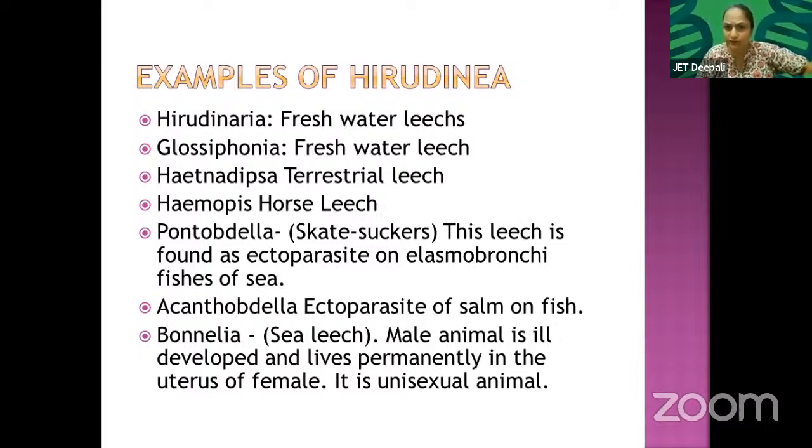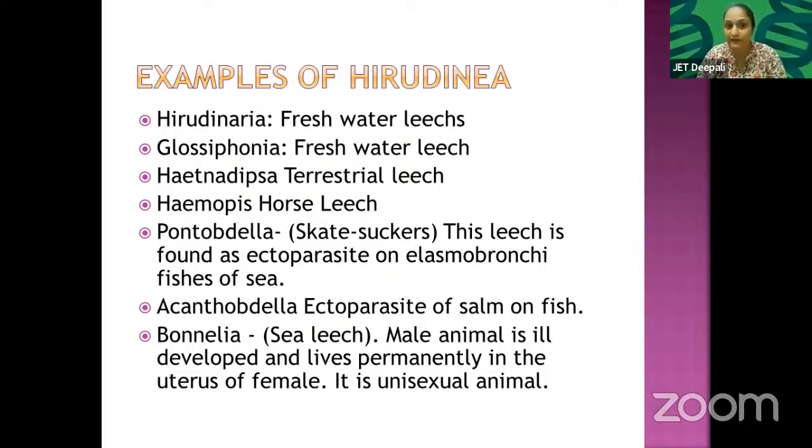Hirudinaria, freshwater leech. Glossiphonia, freshwater leech. Haemadipsa, terrestrial leech. Haemopis, horse leech. Pontobdella, skate sucker. This leech is found as an ectoparasite on elasmobranch fishes of the sea. Acanthobdella, ectoparasite on some fish. Bonellia, sea leech. The male animal is ill developed.